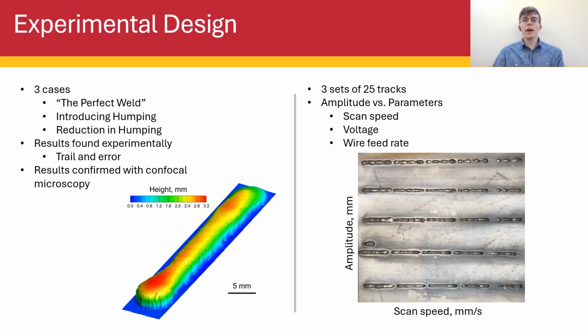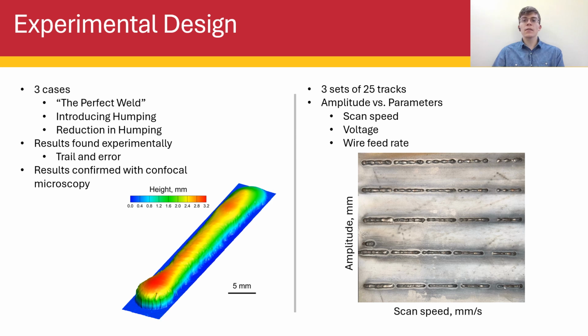Case B systematically introduced humping within the track deposition in order to study its characteristics and impacts on the track. Case C aimed to find a reduction in humping by introducing longitudinal weaving, looking for a minimization or elimination of the humping defect. These results were obtained through trial and error, followed by precise validation using confocal microscopy to ensure accuracy.